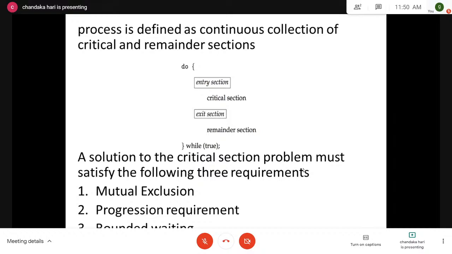What is mutual exclusion? In case any process is executing in its critical section, then no other process is allowed to execute in its critical section. The maximum number of processes that can be allowed to execute in their critical sections is only one process at a time.